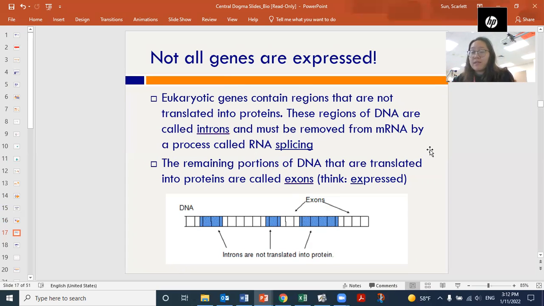For example, if you have like Twitter or when Snapchat, I guess, had a limit, you can only write out a certain amount or you can only send a certain amount of characters. So the message has to be as concise and as direct as possible. And this is kind of a similar case. The remaining portions of DNA that are translated into proteins are called exons. Think exons, expressed, the important part that is being shown or expressed as the physical trait in the protein.